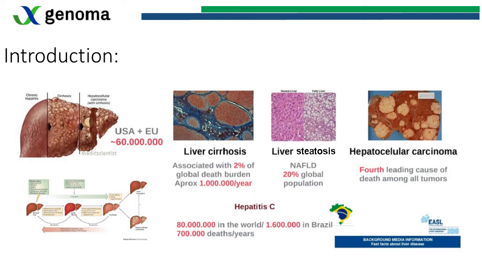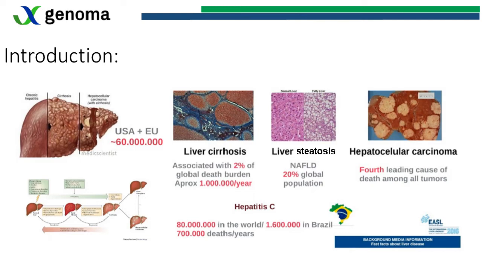And the fat accumulation within the liver parenchyma could lead to what we call NASH, which is non-alcoholic steatohepatitis, which is the trigger of inflammation of the liver parenchyma due to this fat accumulation on the tissue. And these two processes, these two pathologies, the cirrhosis and steatosis, could lead to the development of cancers such as hepatocellular carcinoma, which is the fourth leading cause of death among all tumors.